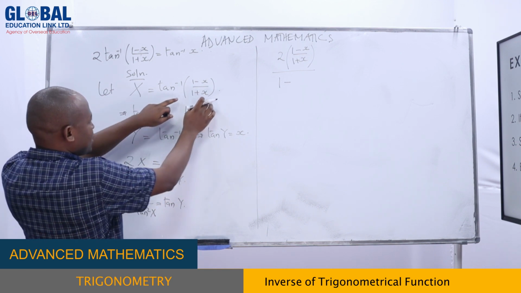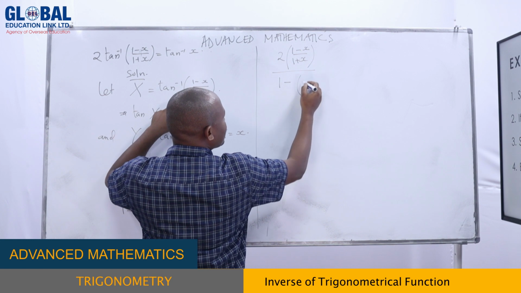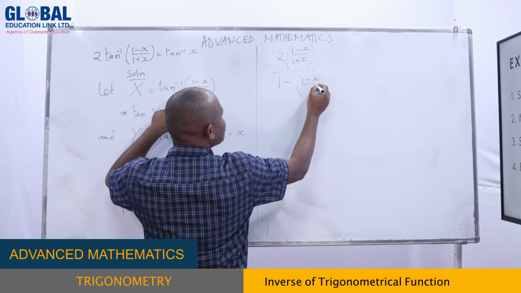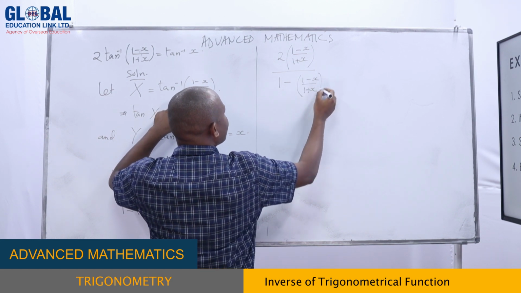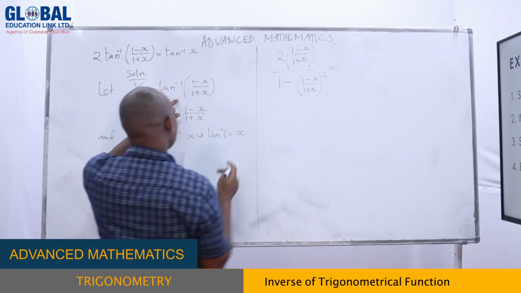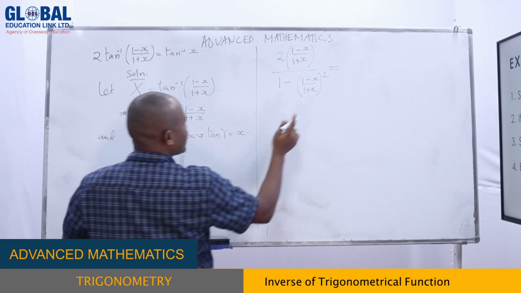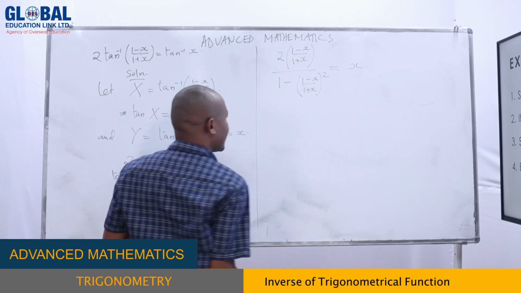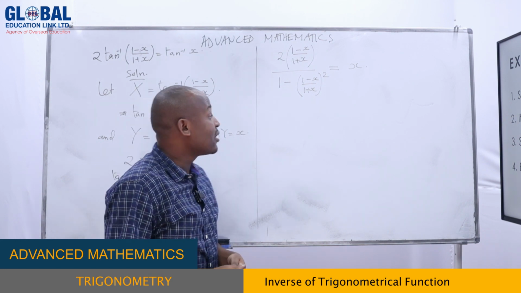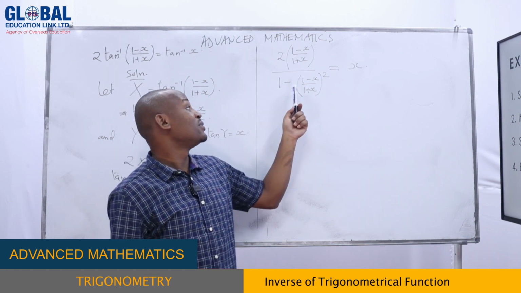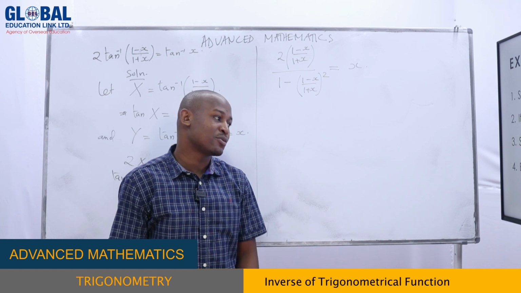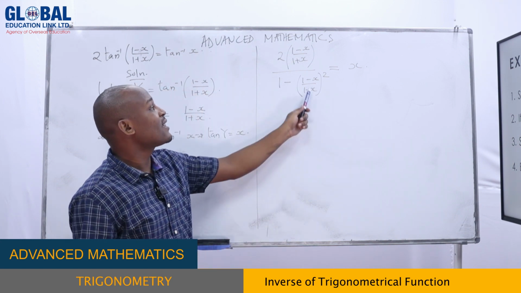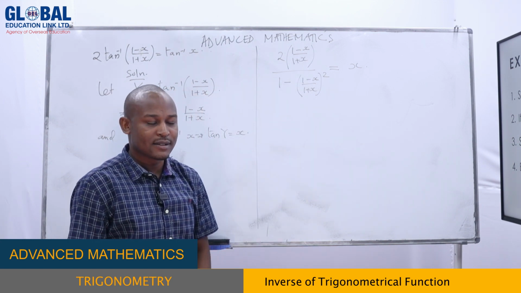Tan square of x is this thing here. So we are going to be left with (1 − x)/(1 + x), all of that squared, and that is equal to what? Tan of y, which is x. Now, what we are left with is to simplify this so that we can have a much simpler expression. And then after that, we find the value of x.